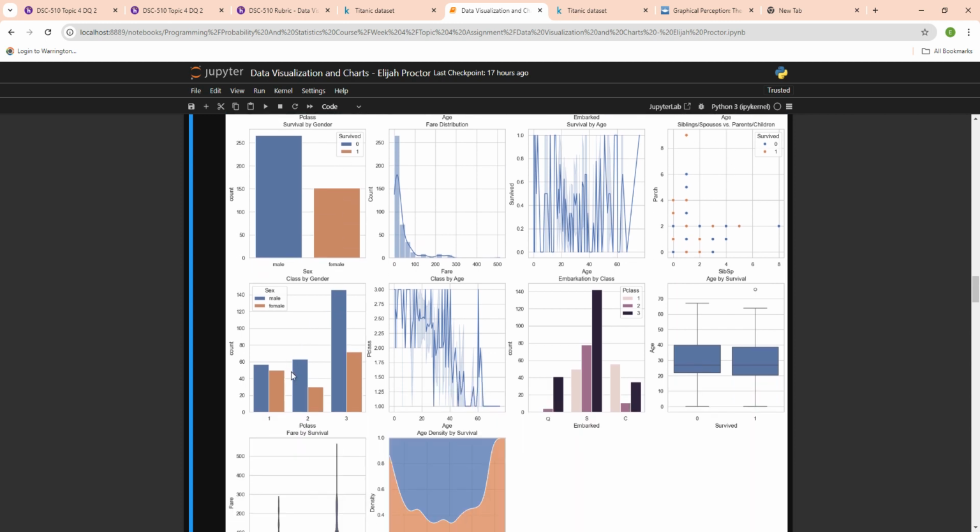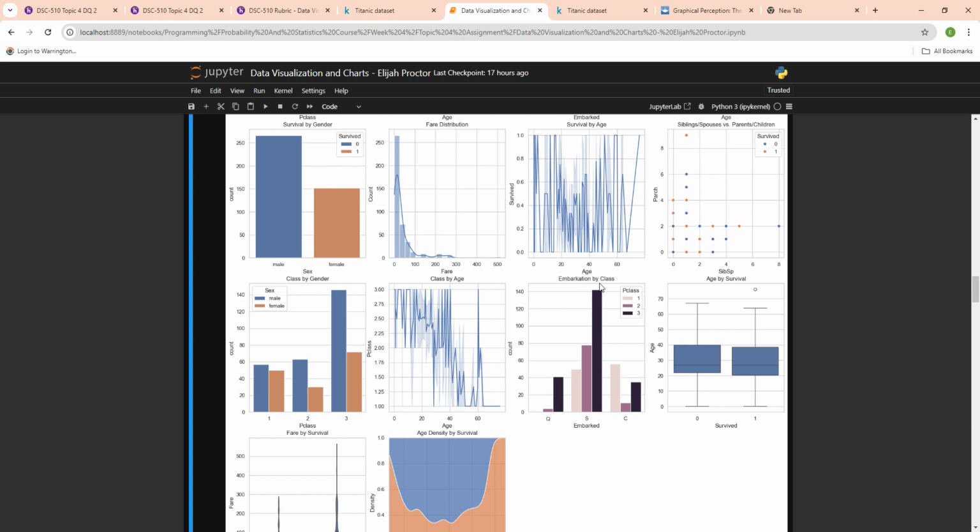We have our class by gender bar chart, which shows that those who were male were more likely to be in third class, and most of the females on this boat were within either first or second class. So the women on this boat were more likely to be wealthy. We have our class by age, which shows that those in third class were more likely to be younger people, and those in first and second class tended to be older people.